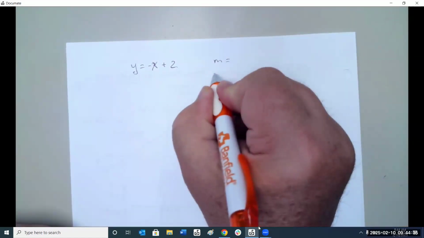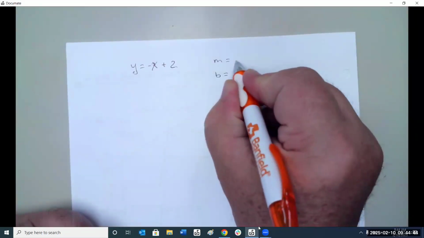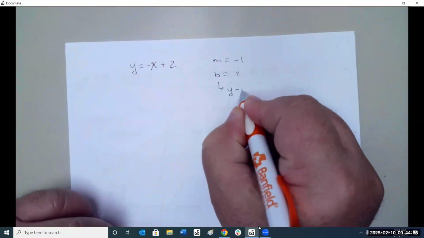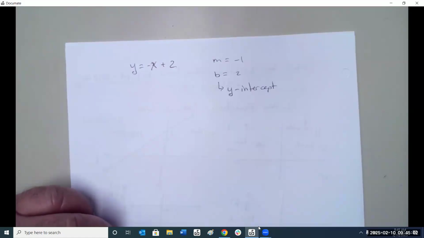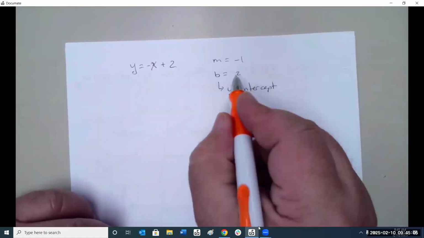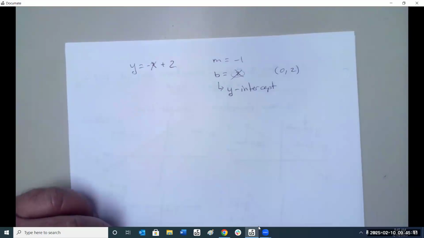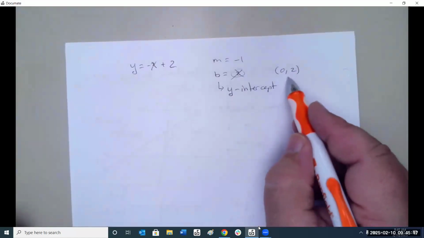What's my slope and what's my b? Kind of, sort of, yes. Your b is 2, but what does b stand for? What does it stand for? Very good. It's the y-intercept. A y-intercept is a point. It's a location. So 2 is not right. It's at 0, 2. Yes, the value of b is 2, but what b represents is the point 0, 2.